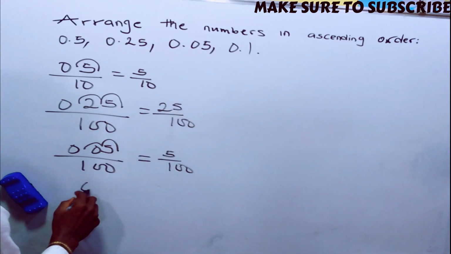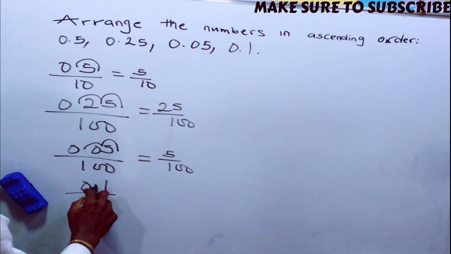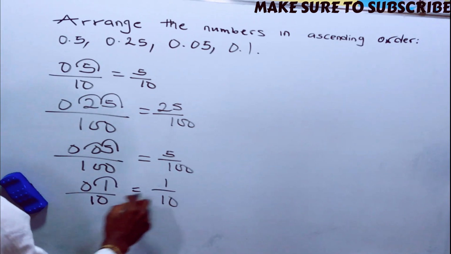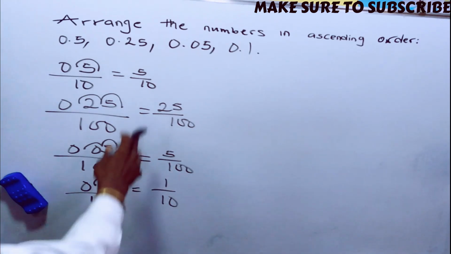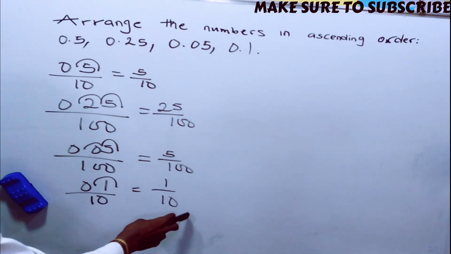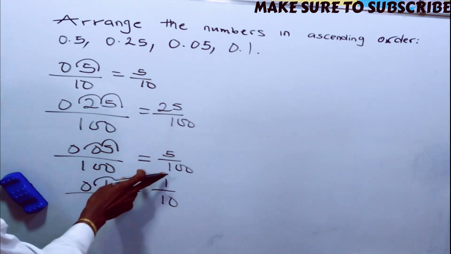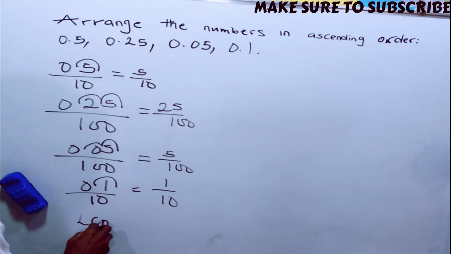Now for 0.1, it will be divided by 10, which will give us 1 over 10. Now we've changed them into fractions. Now, since we've changed it into fractions, the next thing we'll do is multiply each of these fractions by the LCM of these fractions. And the LCM of 10, 100, and 10 is 100.